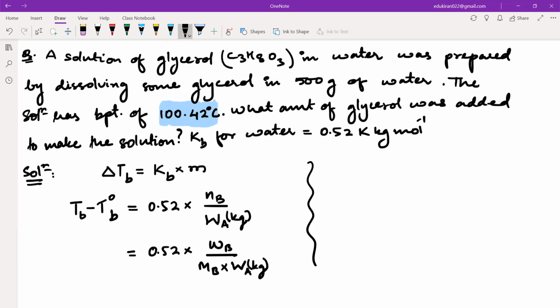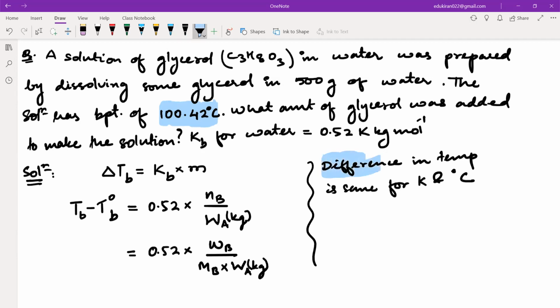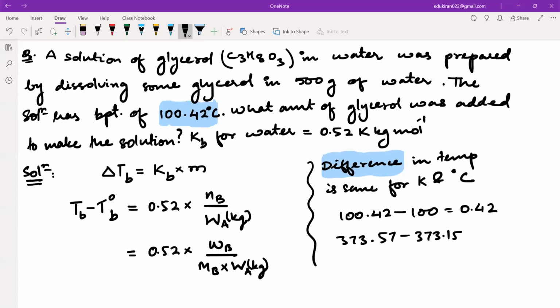One more thing to remember: the difference in temperature is the same for Kelvin and degrees Celsius. Please remember the difference, not the temperature. Temperature will never be the same, but if you take the difference, here 100.42 minus 100 is equal to 0.42. If you do the same in Kelvin, 373.57 minus 373.15, if you subtract these two numbers it will again be 0.42 only.